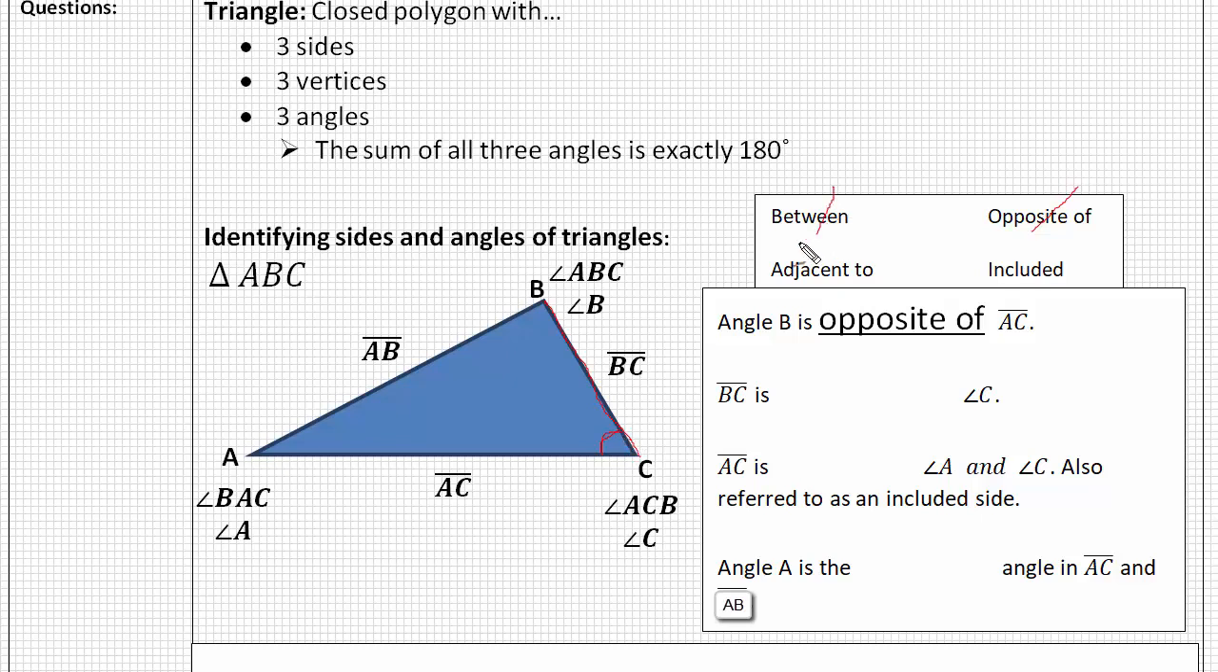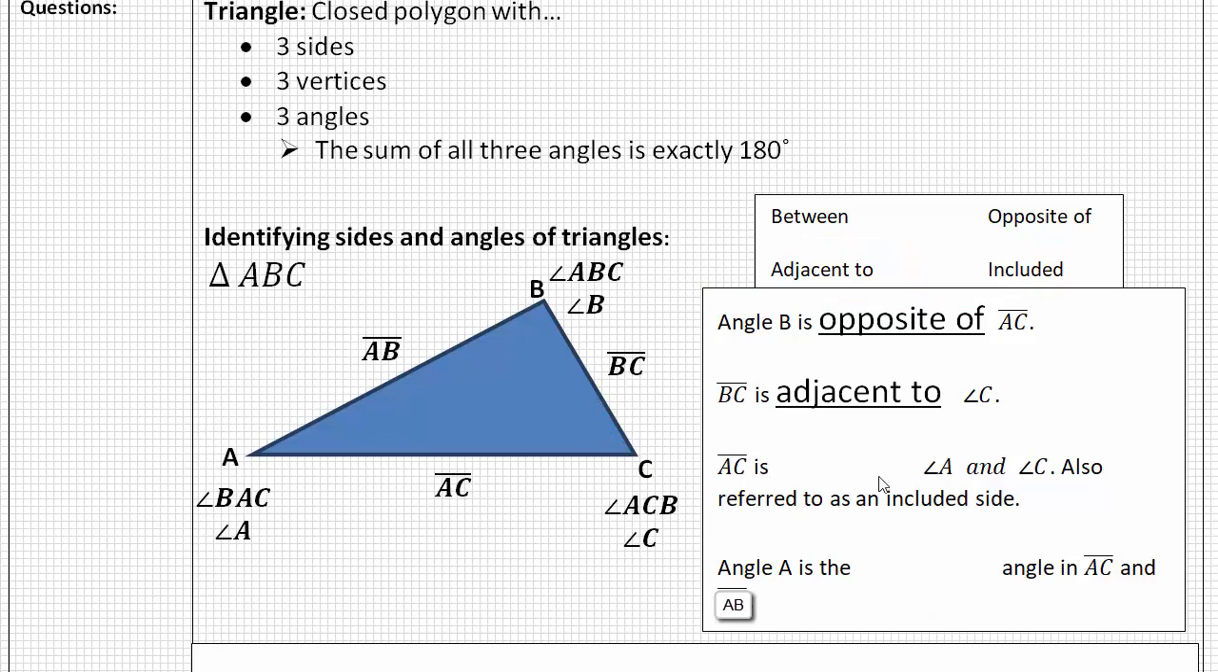Well, being right next to each other is not the same as being between, and included is a lot like between, kind of a synonym for it. So I think the best fit would be adjacent to, because angle C is right here, and that touches or is right next to angle C and line segment BC.